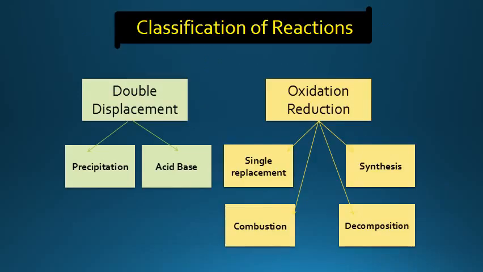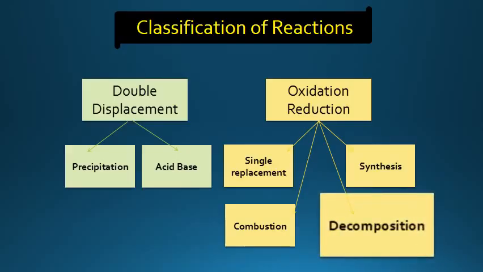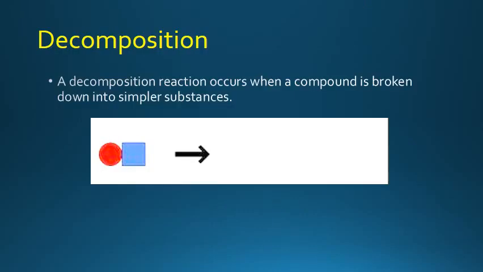The last type of redox reaction I'm going to talk about now is decomposition. And decomposition is the opposite of synthesis. In a decomposition, we're always going to start off with one reactant, and it's going to break down into many different things.